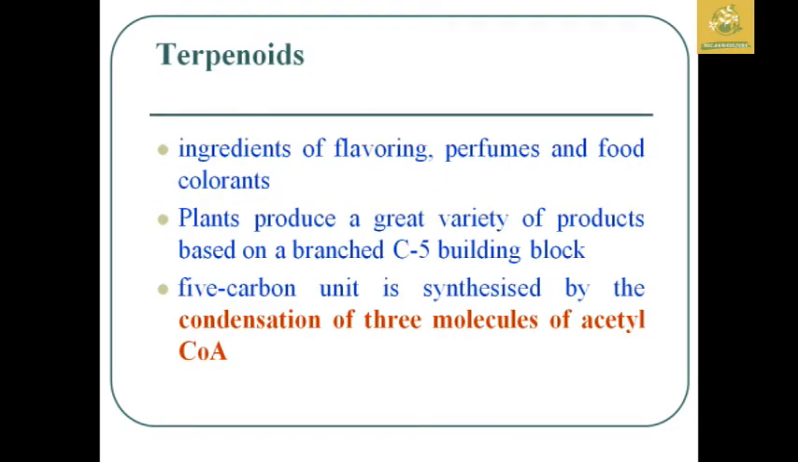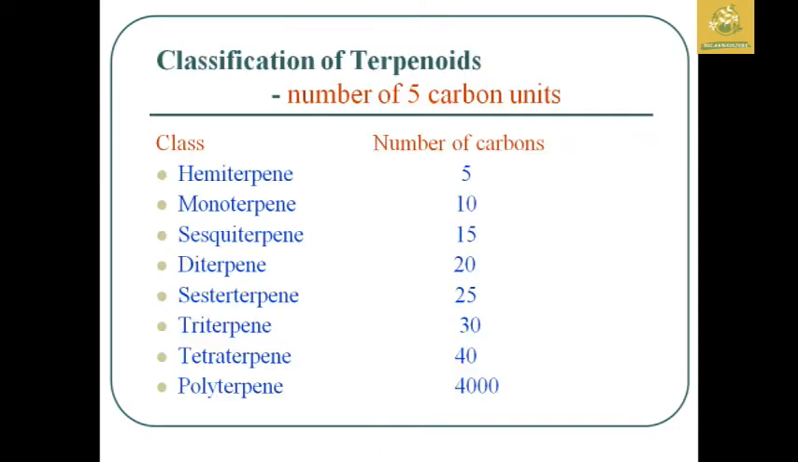After the phenolics, we are going to see about the terpenoids, which are an ingredient of flavoring, perfume and food colorants. They are produced in a great variety from branched C5 chains, only 5 carbon chains. The 5 carbon unit is synthesized by the condensation of 3 molecules of acetyl CoA in this process.